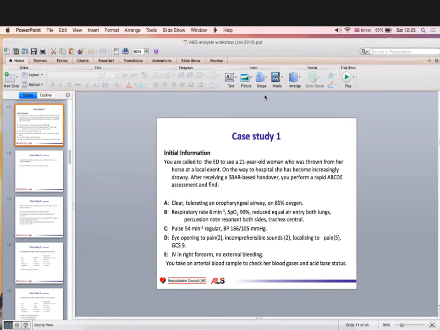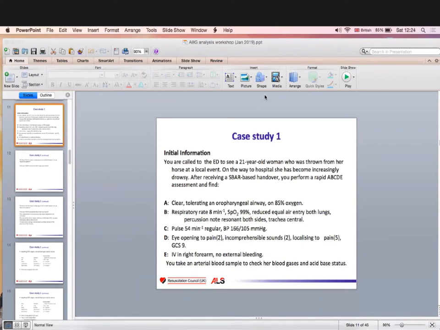Then you do the ABCD assessment and it shows that the patient is on 85% oxygen, which is close to 100%. That means the patient needs a lot of oxygen to maintain the saturation at a normal level. With 85% oxygen, she is saturating 99%. That means she must have had low saturations with a lower inspired concentration of oxygen. And the respiratory rate is 8, which is not normal, on the low side. So that's also a clue that the patient must have had a head injury.